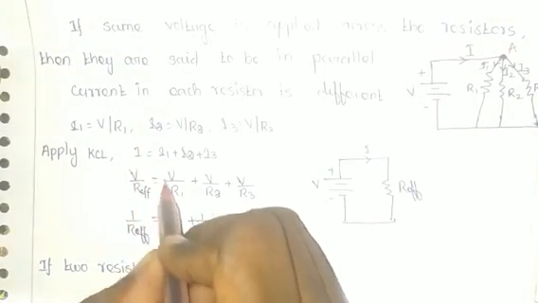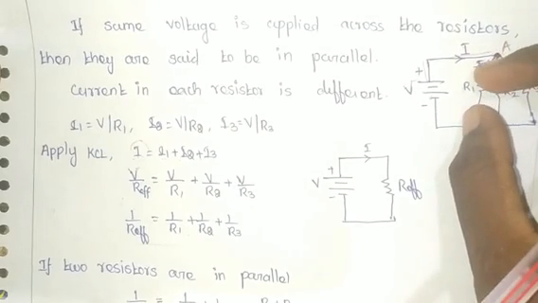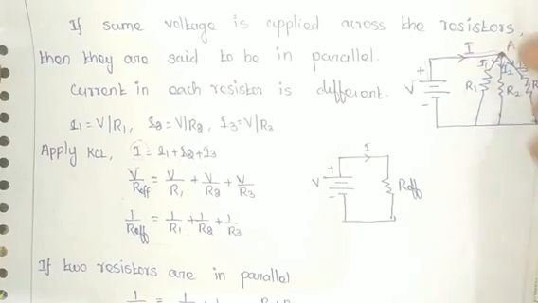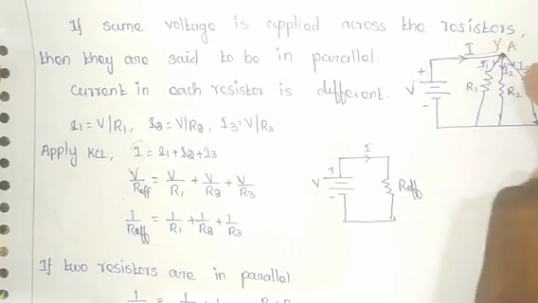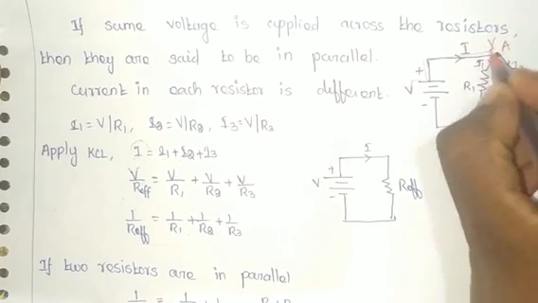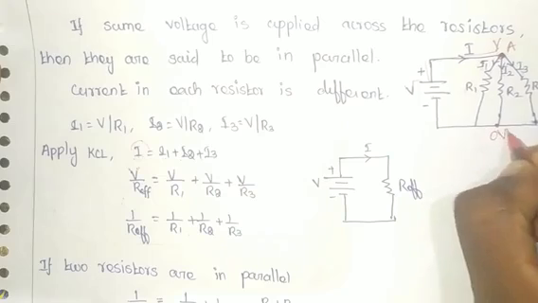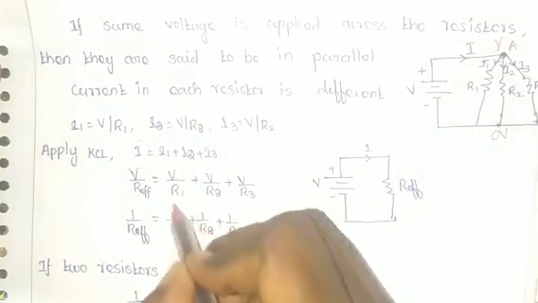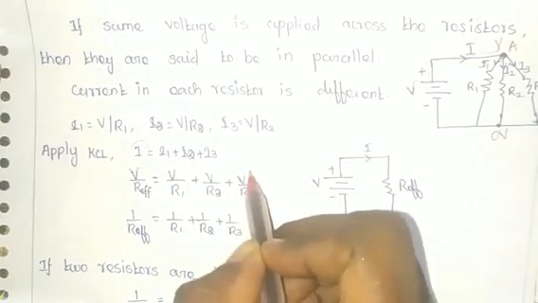So V divided by R effective is equal to I1 plus I2 plus I3. I1 is the current flowing through the resistor R1, which can be written as the potential difference across this resistor divided by that resistor. The potential across this resistor is V, because these are connected in parallel. In a parallel network, the potential will be the same. I can take this node as the reference node with 0 volt, so the potential difference across this resistor is V minus 0, that is V itself. So V divided by R1 is the current through R1, and I2 is V divided by R2, and I3 is V divided by R3.